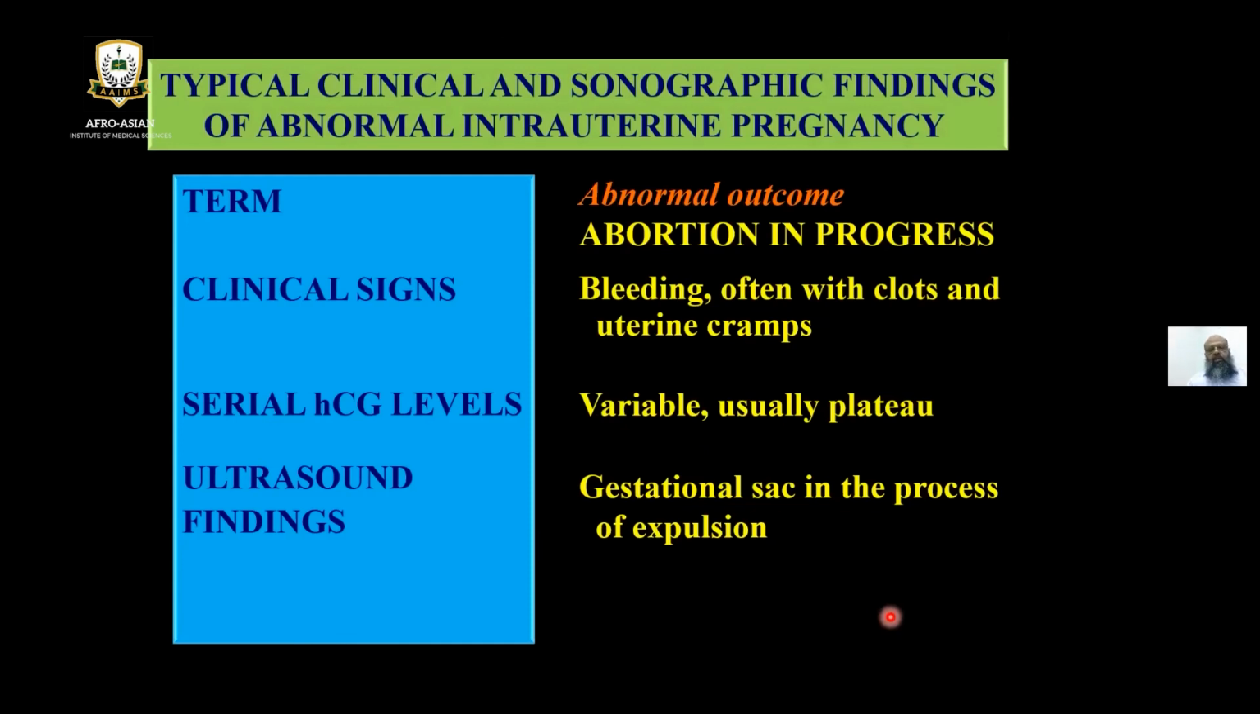Then is abortion in progress. When we don't have complete abortion, but it is in progress, patient will have bleeding, often with clots and uterine cramps. It can result into incomplete abortion or complete abortion. We don't know at that stage when it is in the progress. So serial beta HCG levels are variable. Usually plateau is seen, and ultrasound findings are gestational sac in the process of expulsion. That is abortion in progress.